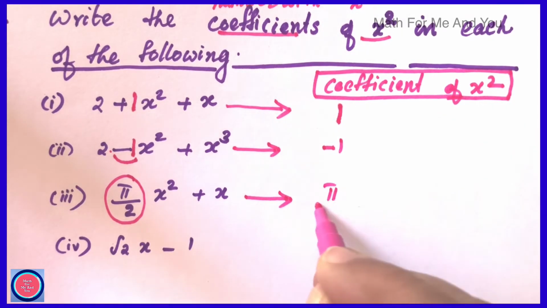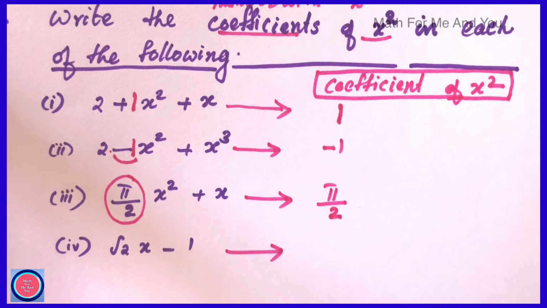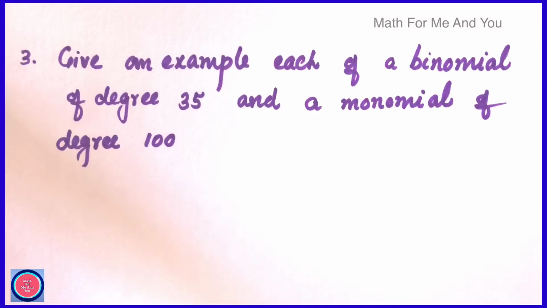It is pi over 2. So the coefficient of x square is pi over 2. Next question, root 2x minus 1. There is no x square term. What is the coefficient? 0. Because there is no x square term, it is 0x square.